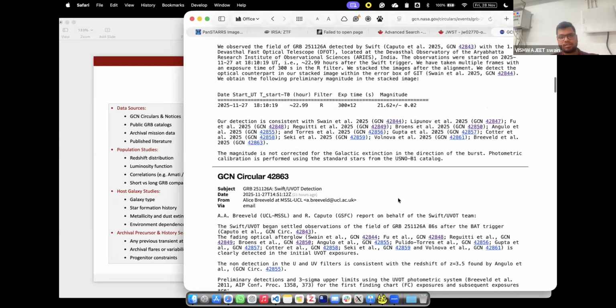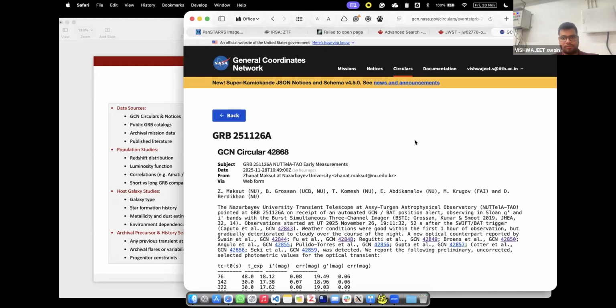This is again public, and from this you can get the information of when this particular GRB happened and which telescope observed this event. You can also collect all the photometric data, and if there is already published data, combined you can study the GRB, model the afterglows or the prompt emission, and interpret it.